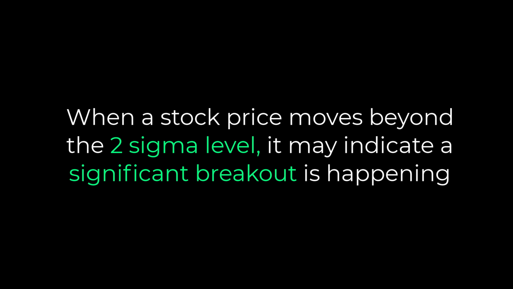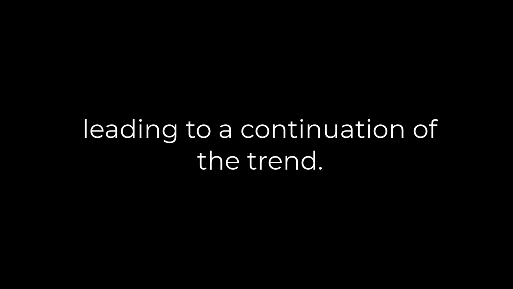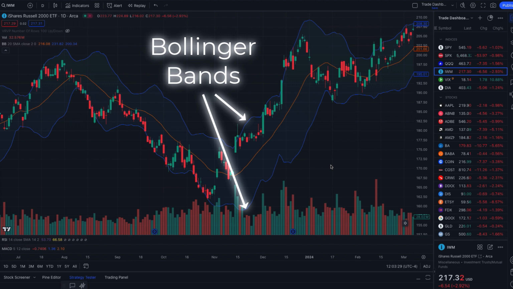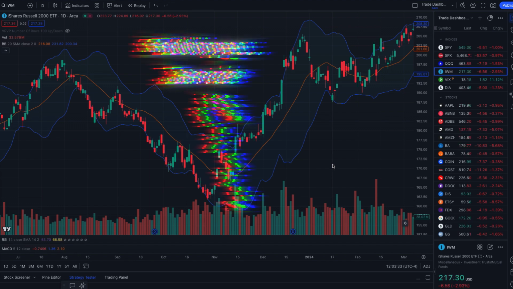Our number 2 favorite strategy for small accounts is 2 sigma moves. When a stock price moves beyond the 2 sigma level, it may indicate a significant breakout is happening, leading to a continuation of the trend. Let me show you what I mean. Here we're looking at Bollinger Bands. Bollinger Bands are a great way to measure a 2 standard deviation move or a 2 sigma move.